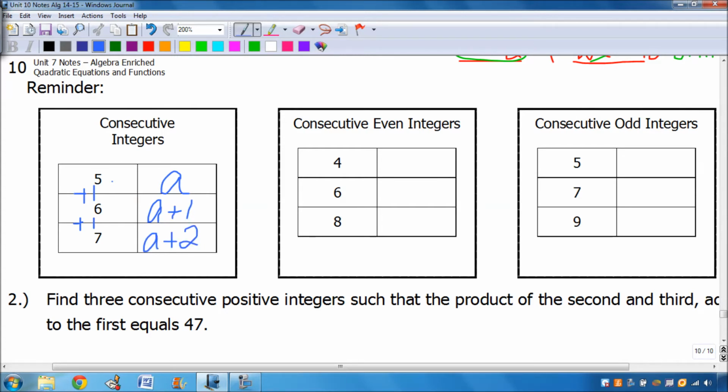I'm not going to spend that much time going over this because this is review and you guys seem to have a good grasp of consecutive integers. So if you have questions about this, please come see me and I'll help you out with it.